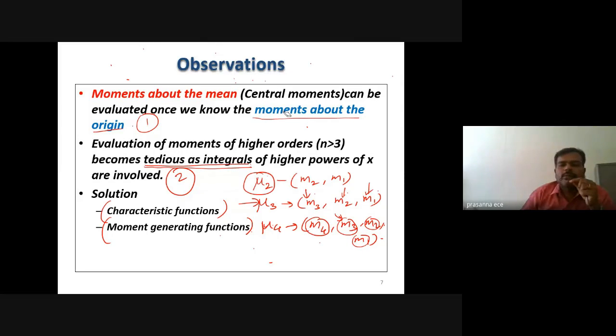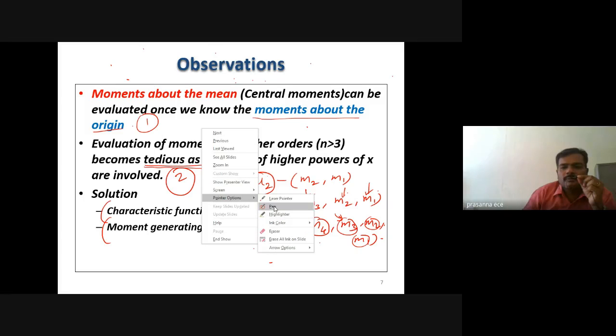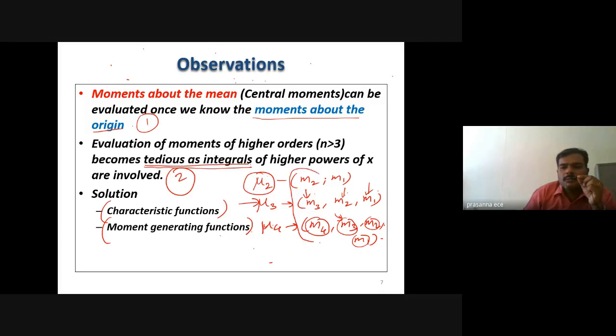For calculation of any moment mu3, that is moment about the mean, we need to know m3, m2 and m1. If it is mu4, we need m4, m3, m2, m1. So all the lower moments about the origin have to be known, and the same level of moment also has to be known. Evaluation of m2, m3, m4 is a very tedious integral. It requires big integrals. So that is the difficulty in evaluating the moments.